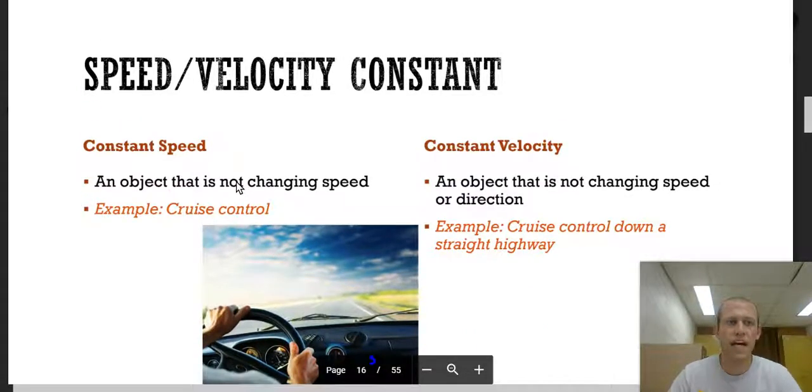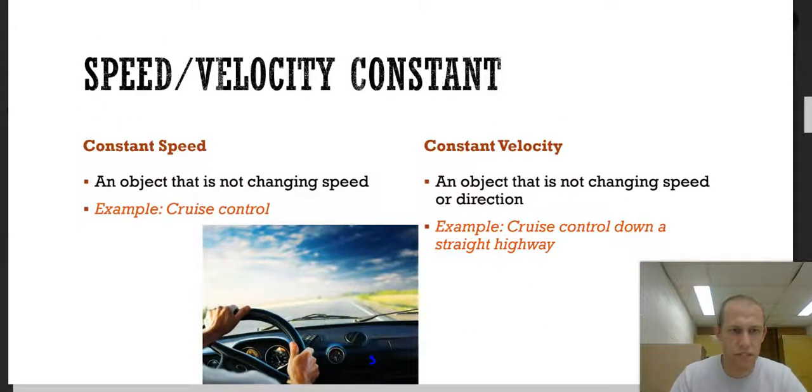And last, we have constant speed and constant velocity. That's when it's not changing at all. It's putting it on cruise control, and not changing your direction or turning at all for velocity. So remember, if it's a constant velocity, you're not changing the speed and you're not changing your direction. You're holding straight.